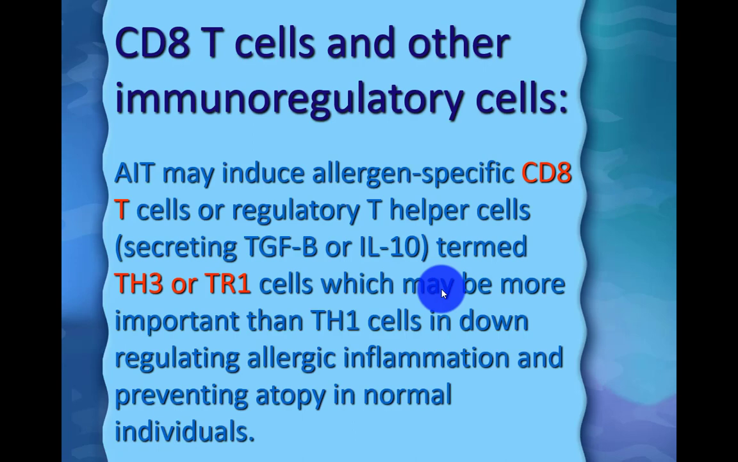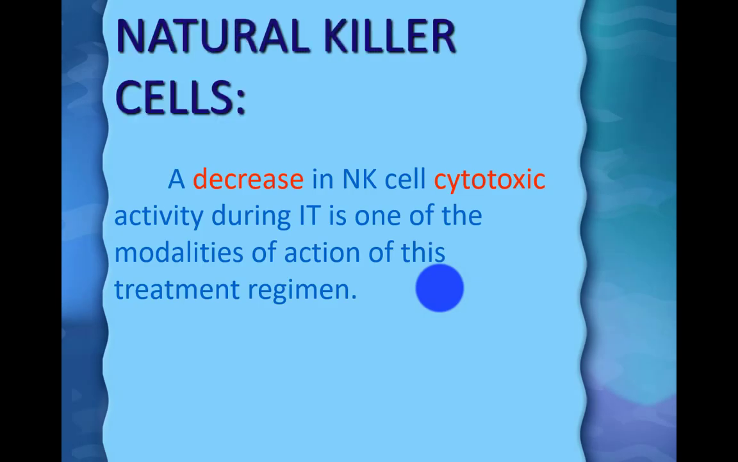EIT may induce allergen-specific CD8 T cells or regulatory T helper cells secreting TGF-beta or interleukin 10, termed T helper 3 and TR1 cells, which may be more important than T helper 1 cells in down-regulating allergic inflammation and preventing atopy in normal individuals. Natural killer cell. A decrease in natural killer cell cytotoxic activity during IT is one of the modalities of action of this treatment regime.